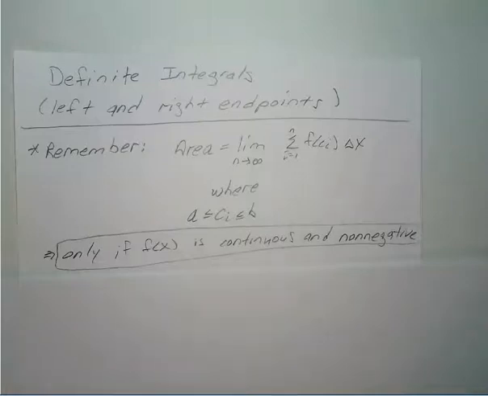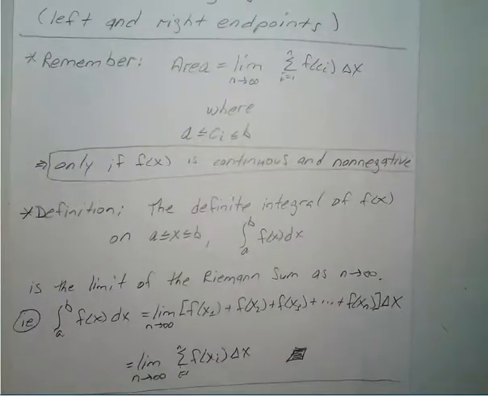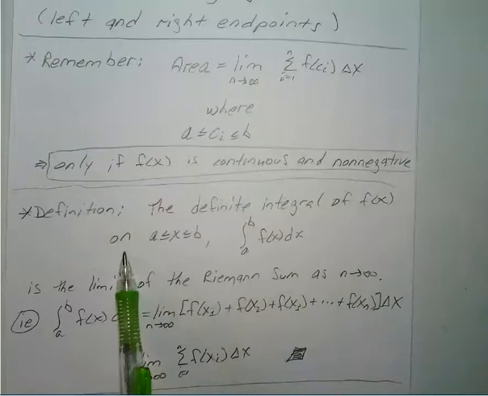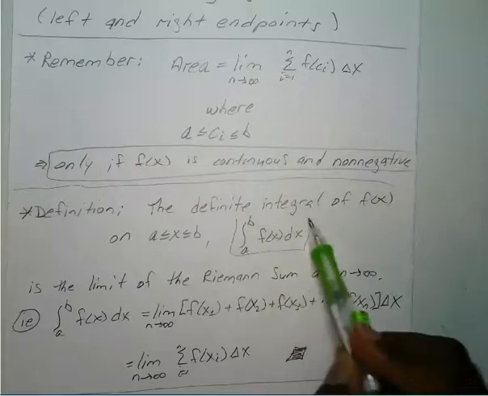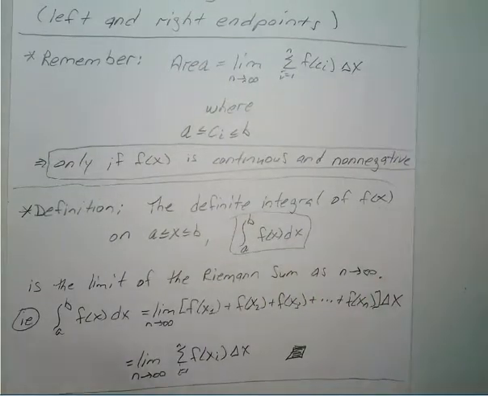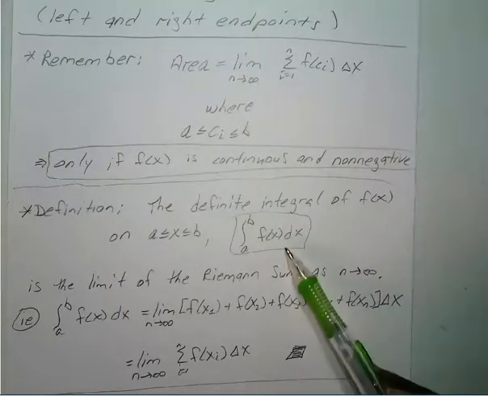From here, we're going to go right into the definition of a definite integral, which I've written down already. The definite integral of f of x on the interval between a and b is denoted by the integral from a to b of f of x with respect to x. And that is the limit of the Riemann sum as n approaches infinity. What that means is that all of our rectangles, when we were looking for the area, as we get almost an infinite number of rectangles, that will be our Riemann sum.